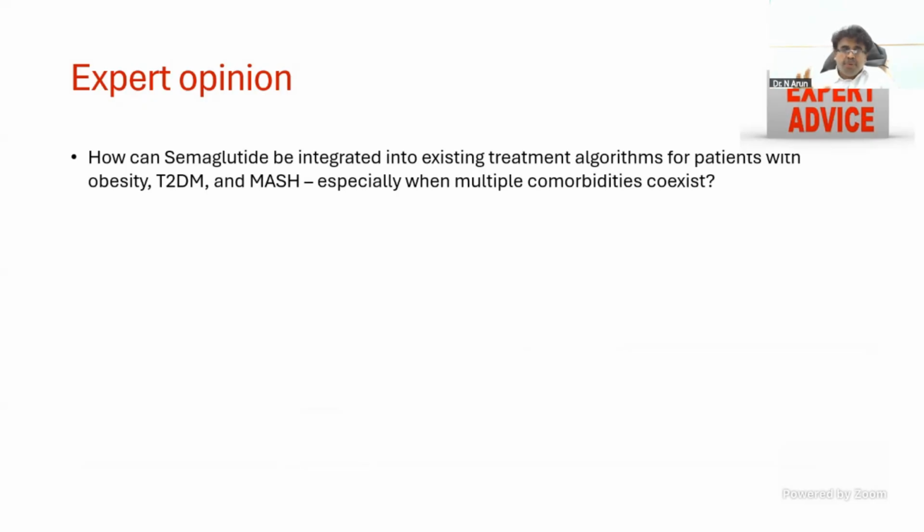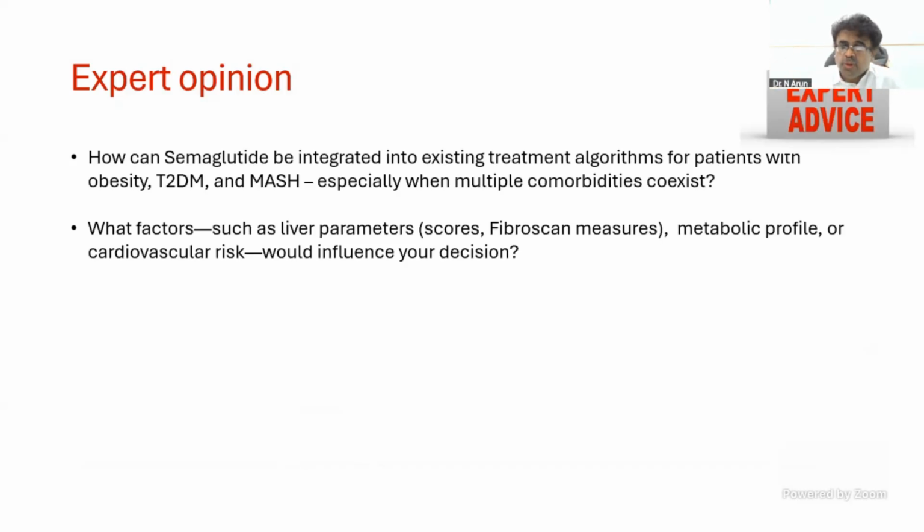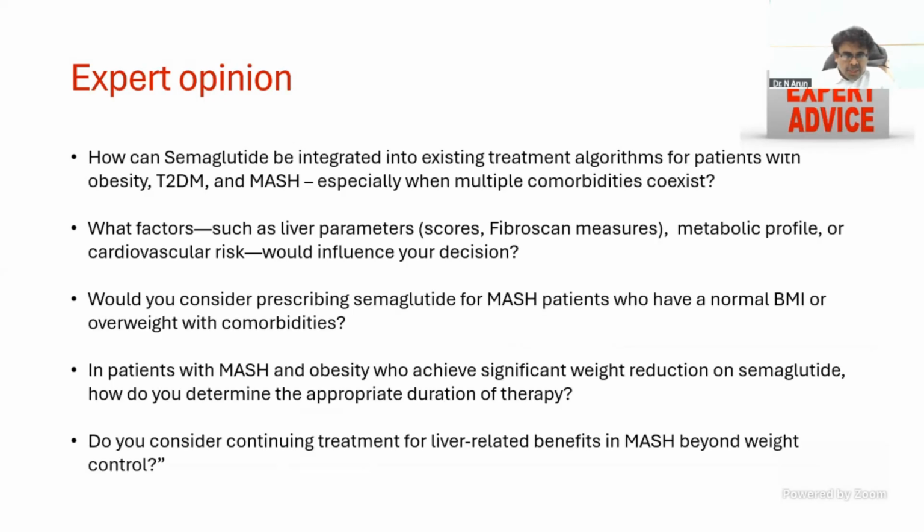This has been well proven with your ESSENCE trial, which is still going on for a duration of almost 240 weeks. But what are the various factors, such as liver parameters? These are all the questions. I think most of the questions have already been addressed here. All the metabolic picture we need to take into account, your FibroScan scoring, your NAFLD scoring system, and all these things will give a strong assessment of your clinical picture, whether cardiovascular risk is there or not. Would you consider prescribing semaglutide?